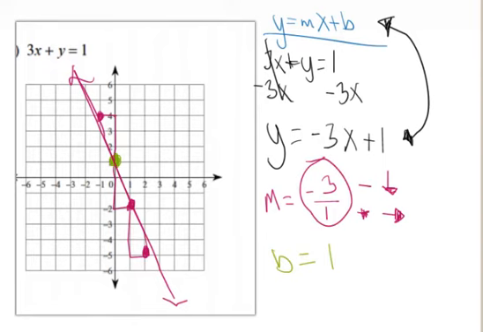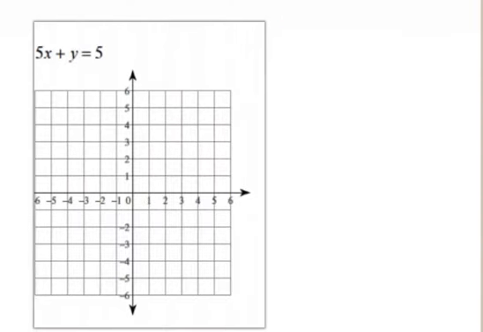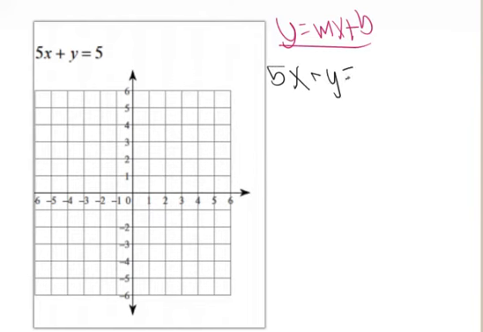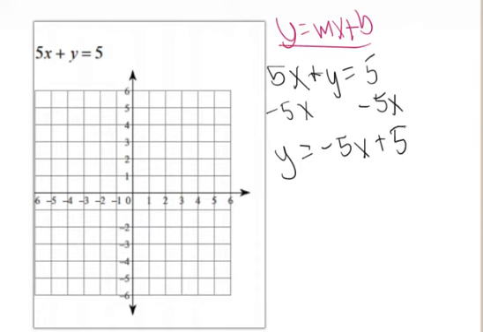Let's look at another one. Alright, we're going to go ahead and write y equals mx plus b again. And we got to solve again for y. So we get 5x plus y equals 5. Subtract the 5x. We want to get y alone. Notice these are very simplistic. Y equals negative 5x plus 5.